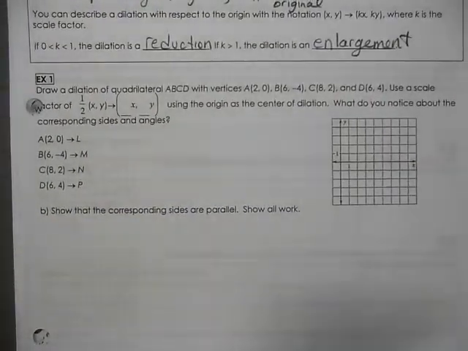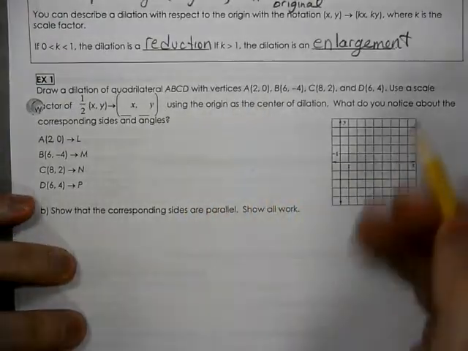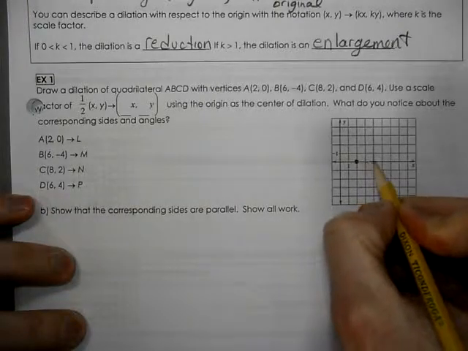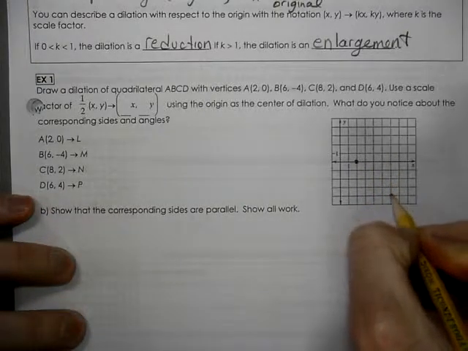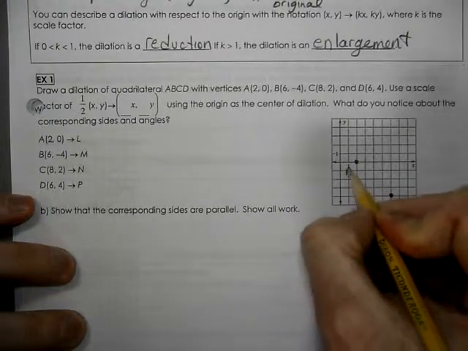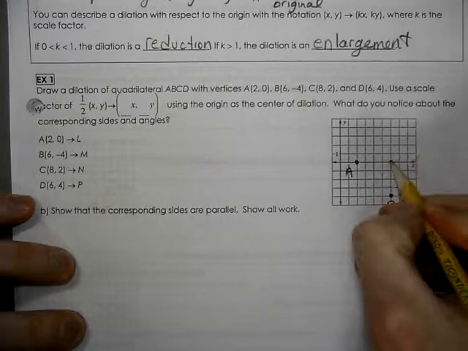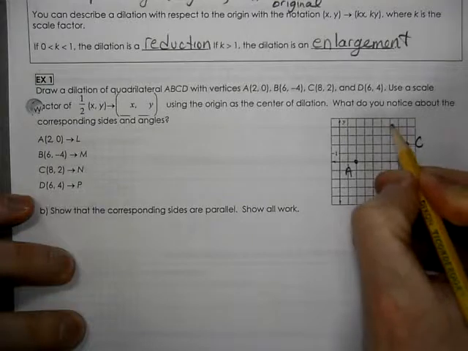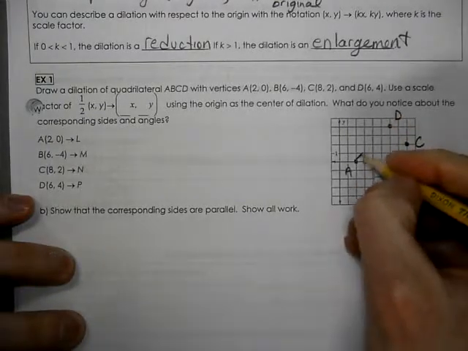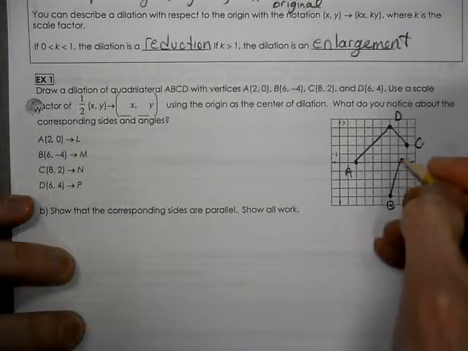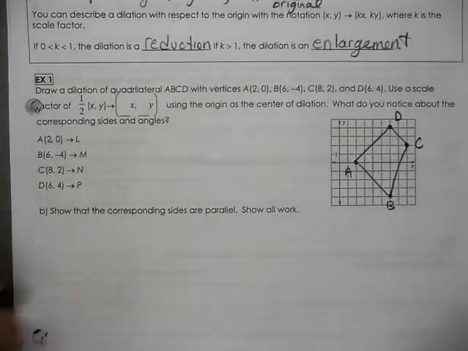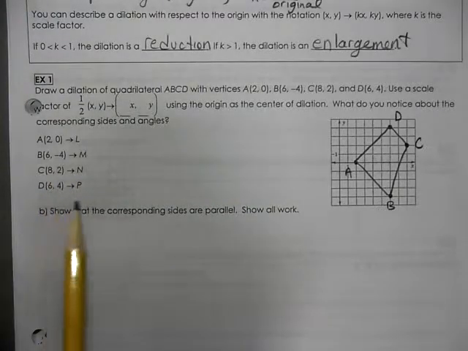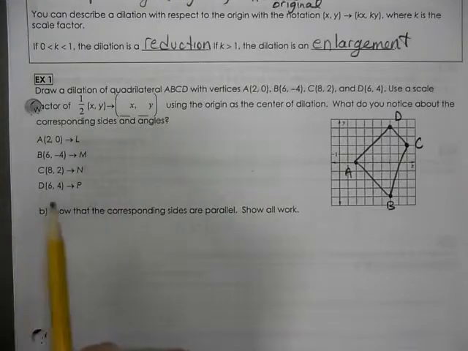So in example 1, we're going to start out with plotting our points. 2, 0. So that's A, B, C, and D. Now we need to figure out where the new coordinates are going to be after the dilation. You always need to know what your scale factor is.